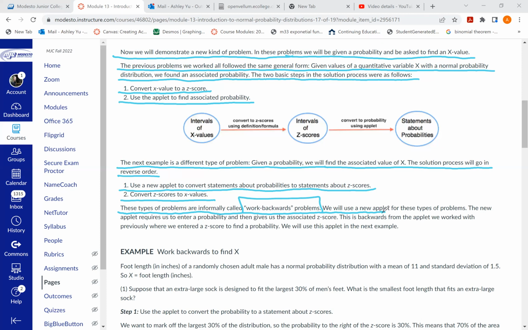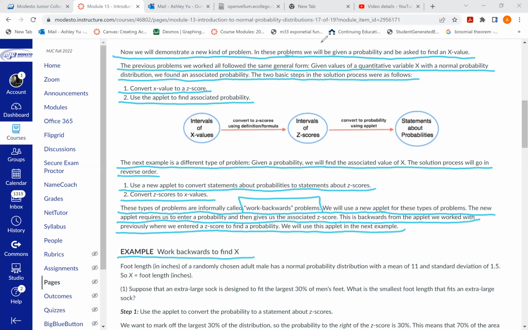We will use a new applet for these types of problems. The new applet requires us to enter a probability and then gives us the associated z-score. This is backwards from the applet we worked with previously, where we entered a z-score to find the probability. We will use the applet in the next example. Here's a work backwards to find x example.